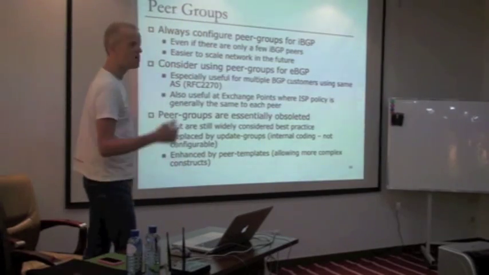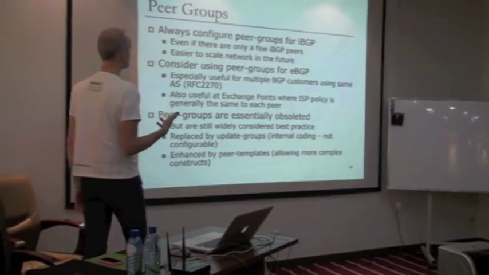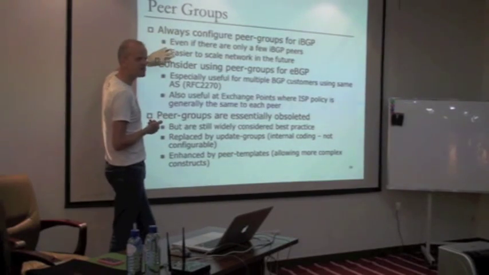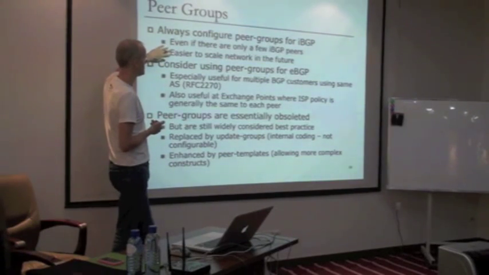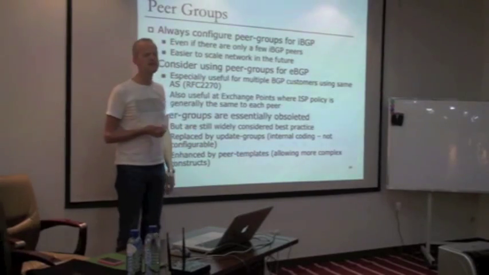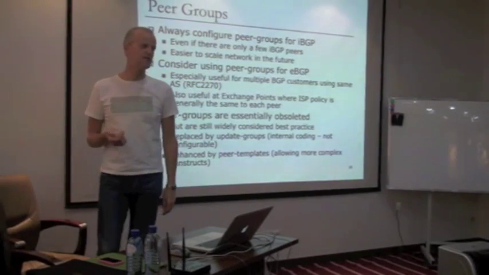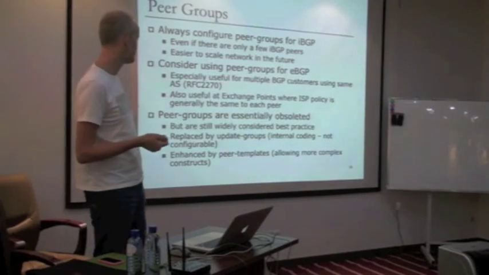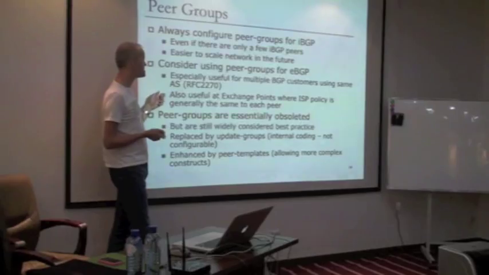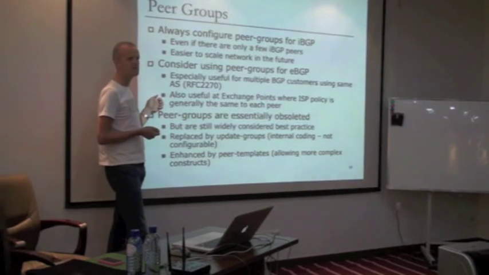So my advice, always configure peer groups for IBGP, even if there are only a few peers, because it makes it easier to scale things in the future. I would even say consider using peer groups for external BGP, especially if you've got multiple customers using the same AS. So that's RFC 2270, which we'll talk about tomorrow. And of course, it's useful at exchange points where the ISP policy is generally the same for each peer.